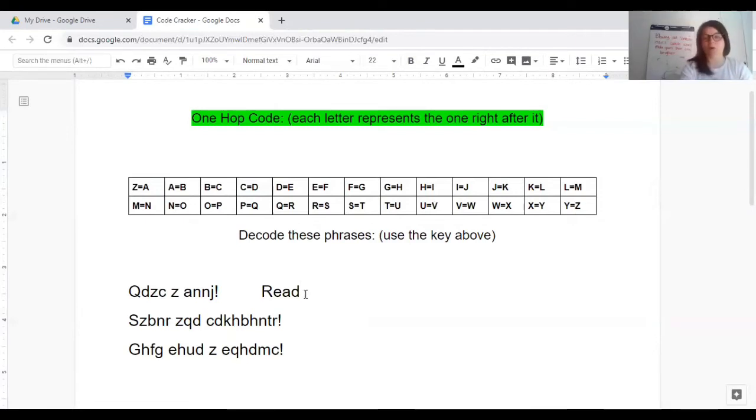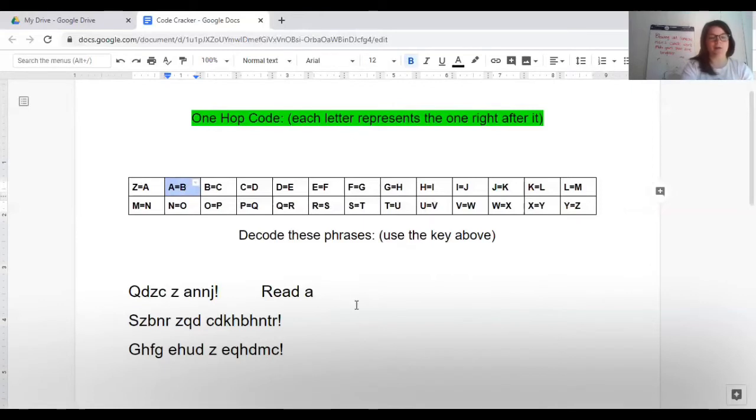Okay, my next word is just the letter Z. So that's a 1-letter word. It could either be A or I. Those are the only 2 1-letter words in the English language. So I'm going to come up to my key and I will see that Z equals the letter A. So that 1-letter word is the word A. And my very last word, ANNJ. So I'm going to come back to my key. I would see that E would actually equal B.